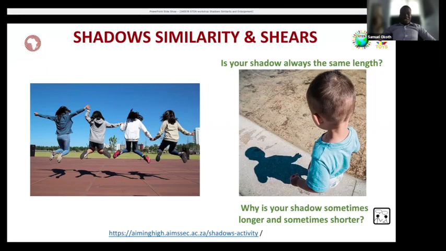Now, I want us to think about this and think about cases where we have had an opportunity to look at the length of our shadow. Does it always remain the same length? And if yes, what is the same length? If no, is there times when it is shorter or longer? And why do you think so?